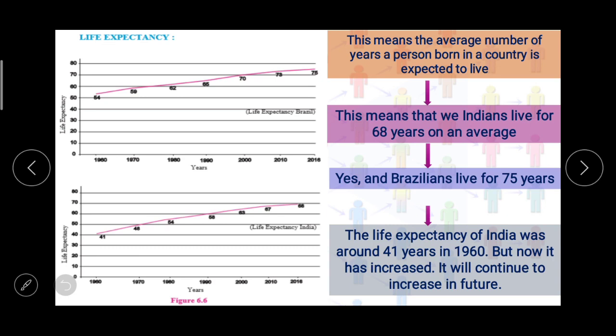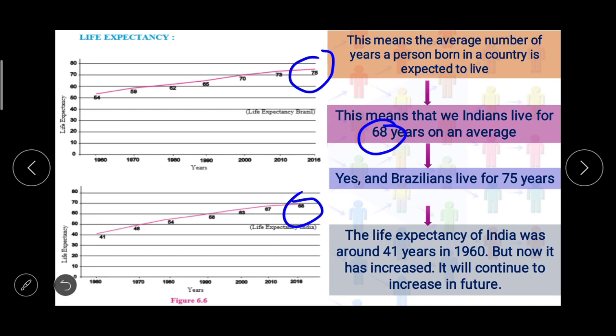This means the average number of years a person born in a country is expected to live. This is now the chart of life expectancy. This means that we Indians live for 68 years on an average. 68 years here. And if we talk about Brazil, Brazilians live for 75 years. So the average age or life expectancy there in Brazil is 75, and in our country it is 68.